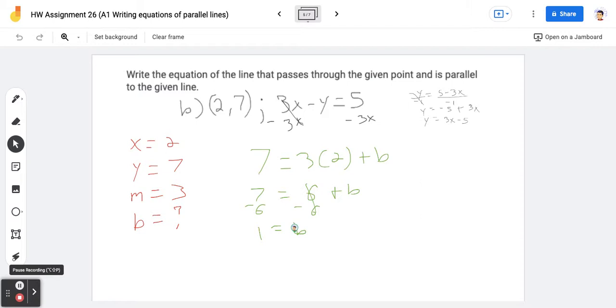So if I rewrite my equation, that goes through the point (2, 7) and has a slope similar to my equation above, it's going to be y is equal to 3x, because my slopes are the same, plus 1. And again, same thing, you could check by substituting the coordinates in for x and y, and you'll find out that it's true.